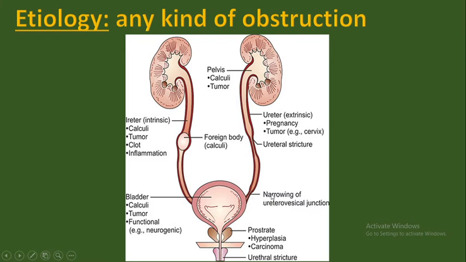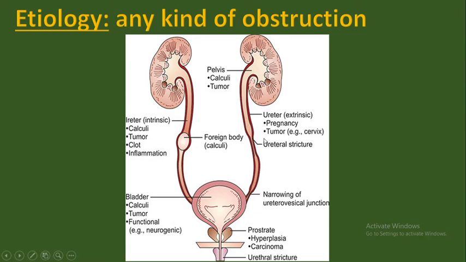Also, if there is a narrowing of the ureterovesical junction, because we all know that there is a sphincter between the urinary bladder and the ureter. If the sphincter is narrow, the urine will not go toward the urinary bladder. So it will accumulate here and there will be hydronephrosis of this part.